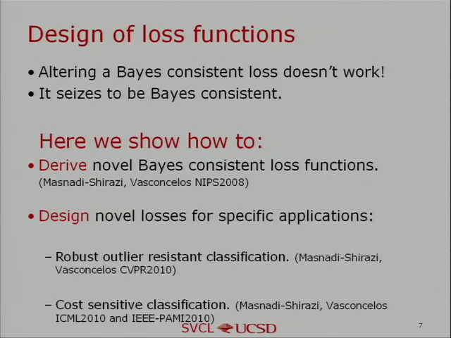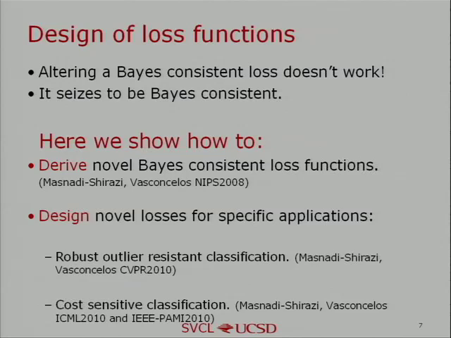We're also going to talk about designing novel Bayes-consistent loss functions for specific applications. Two of the applications that we'll cover during this talk: the first one is going to be designing loss functions that are robust or outlier resistant for robust classification. And this is work that's been covered in our CVPR 2010 paper. And we're also going to talk about designing loss functions that are Bayes consistent and cost sensitive. So this is work that's been covered in our ICML 2010 and IEEE PAMI 2010 papers.